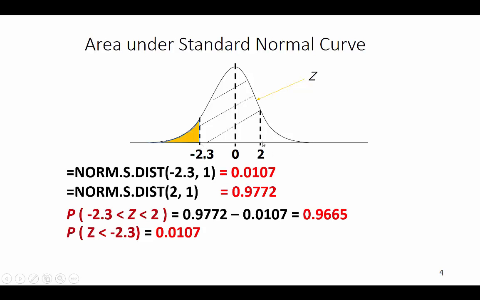Now, what if I need the distribution above 2? You will use a complementation rule, right? We know the distribution below 2 is 0.9772. So 1 minus that will give you the area above 2. That's 0.0228.